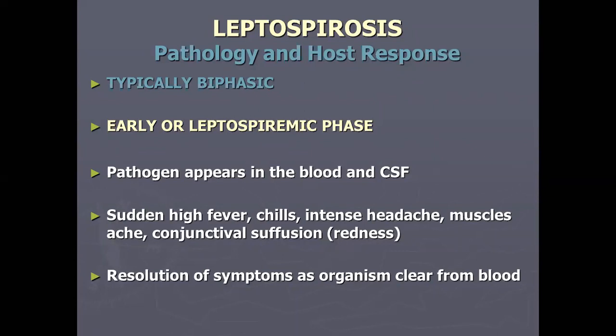In the initial or early phase of leptospirosis, there is, number one, leptospiremia. Number two, multiplication and release of certain virulence factors. It causes fever, chills, headache, muscle pains, and the organism goes through the blood to the conjunctiva and causes redness in the area. Now, this initial phase resolves for some time, the symptoms disappear, and the organism clears from the blood. Now, what happens?